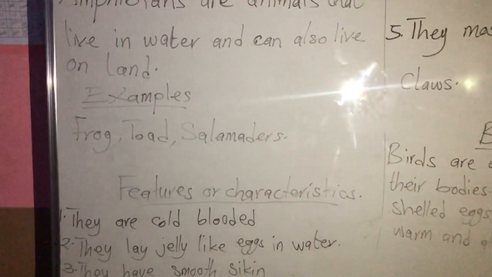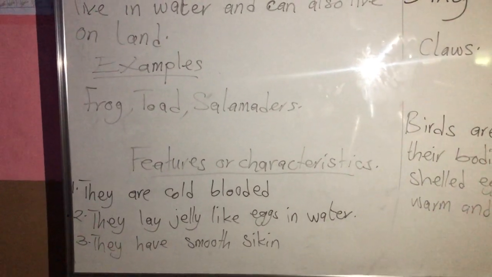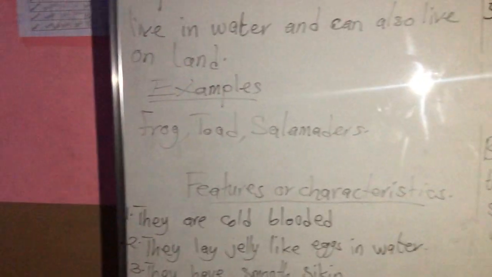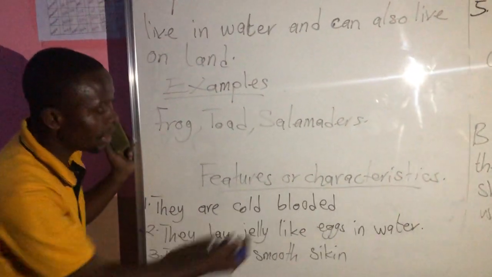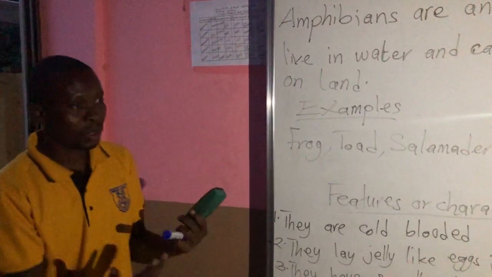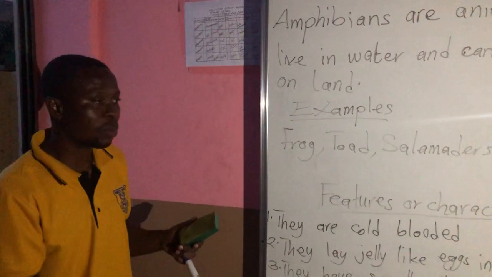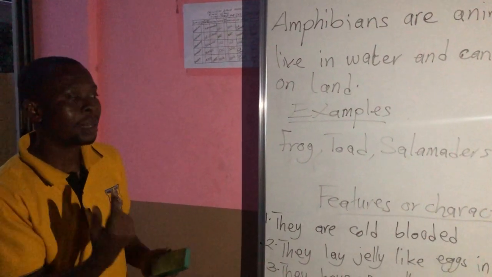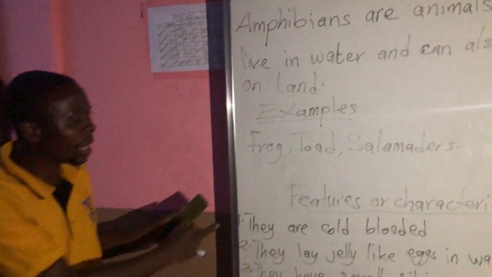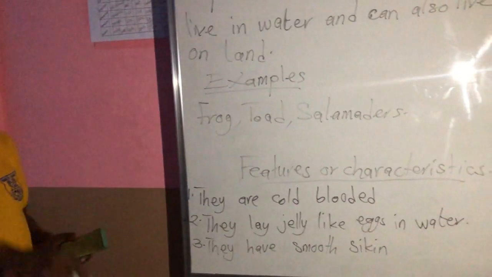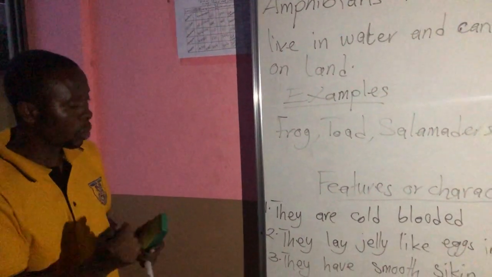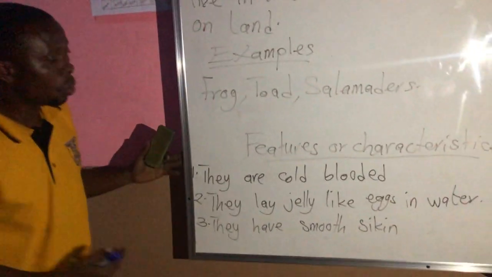Now let's look at the things that show an animal is an amphibian. One, they are cold-blooded. We learned that mammals are warm-blooded. For example, when you kill a goat and dip your fingers into the blood, you can feel that the blood is warm. But when it comes to amphibians, the blood is very cold, so they are cold-blooded.